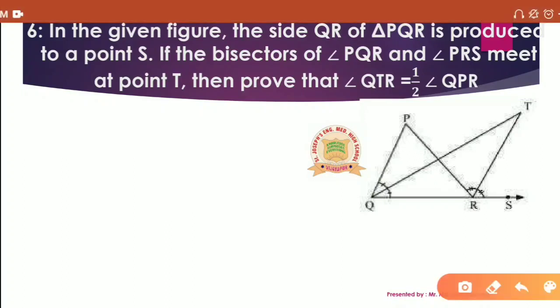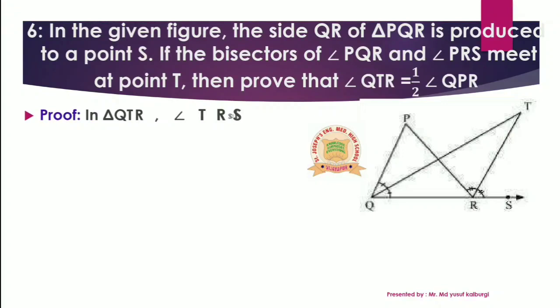Now this QTR is equal to half QPR. This is half of this angle. Now we have to prove it. So how to prove it? Let us begin our proof.